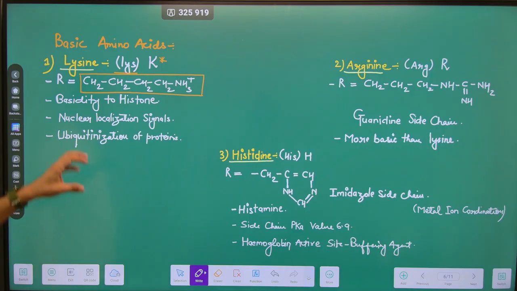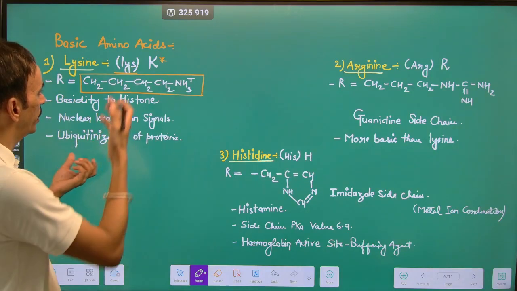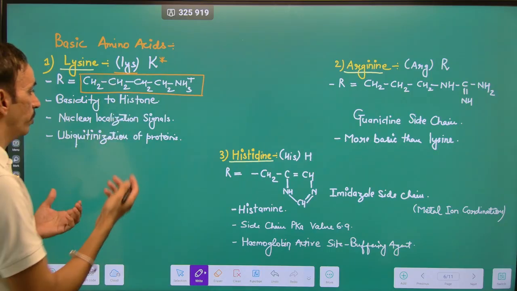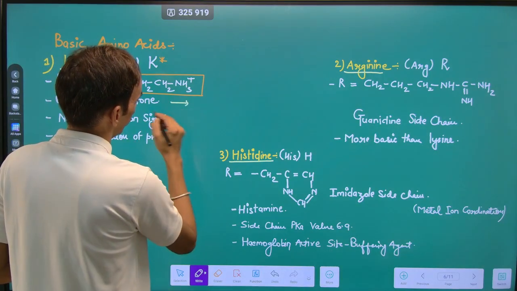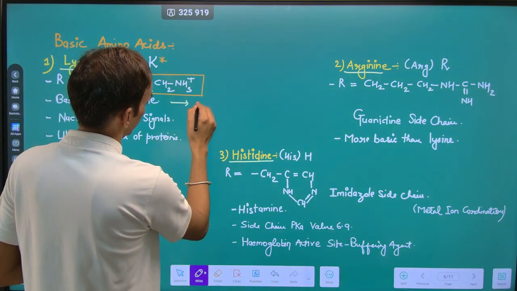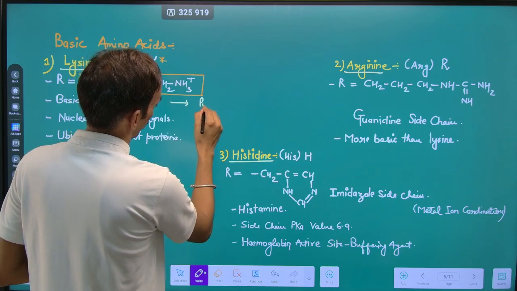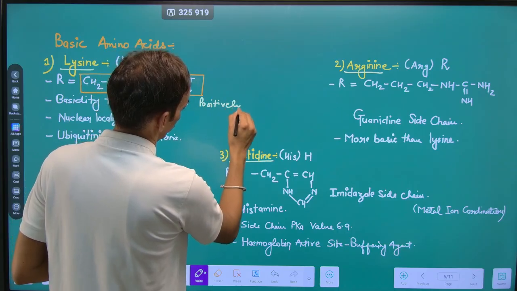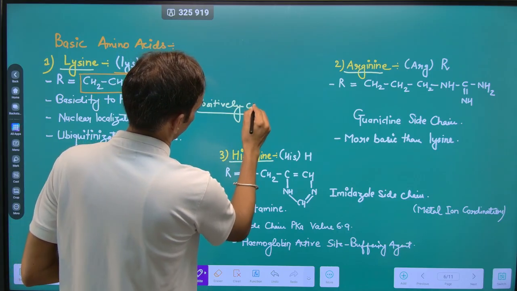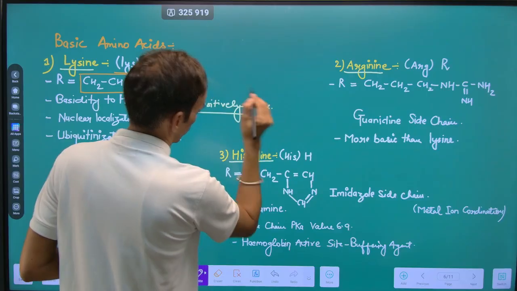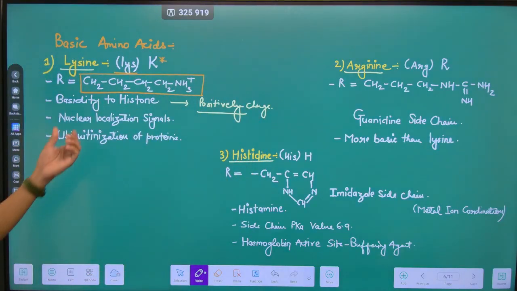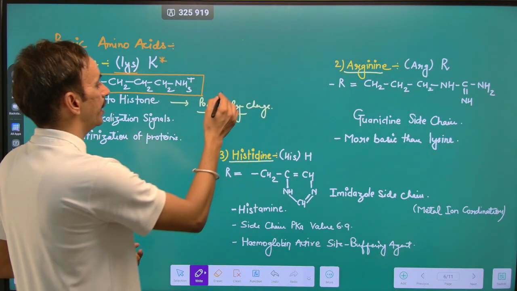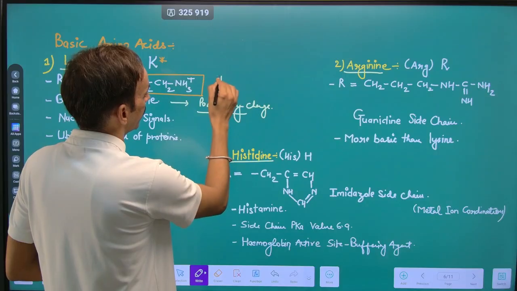Now what are the functions of this lysine? It provides basicity. So it is a basic amino acid, and we know that histone proteins are made up of basic amino acids, and they are positively charged. Due to the presence of this basic amino acid, the histone is positively charged, and it can interact with the DNA.